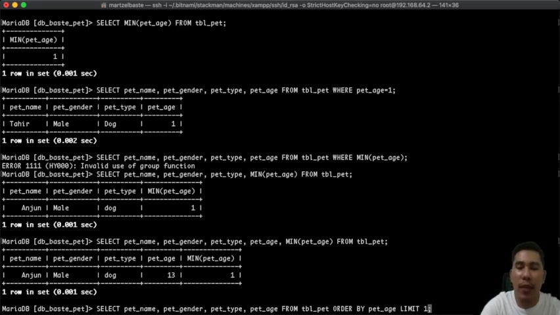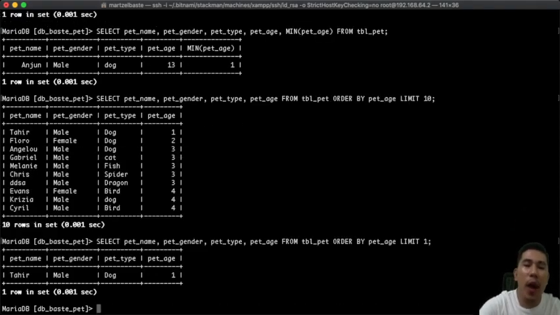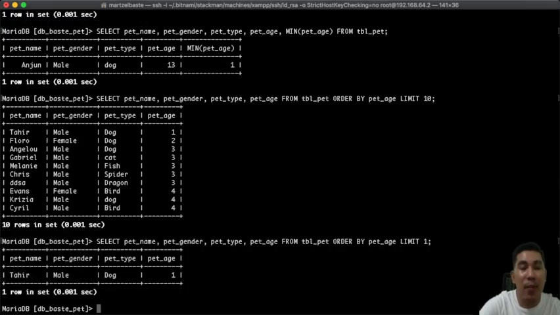So if we're going to limit it by 10, of course, obviously we are shown all pets in our table, which are the top 10 youngest. So we have 1, 2, 3 because they are placed in order. Now, if we're going to only limit it by 1, there you are. We are actually able to display the name of the pet with its gender and its type and with its age. Okay, so which is correct.